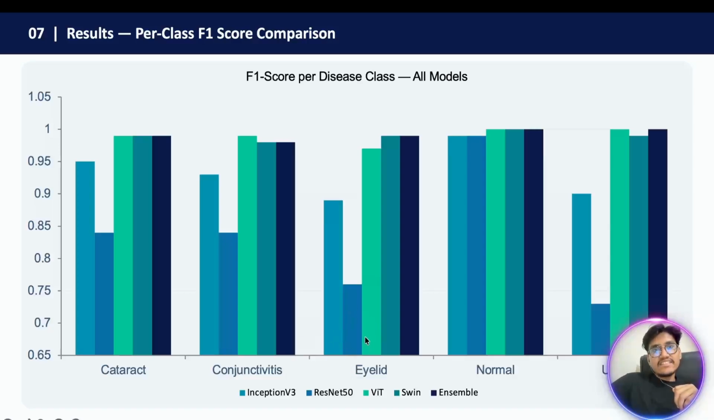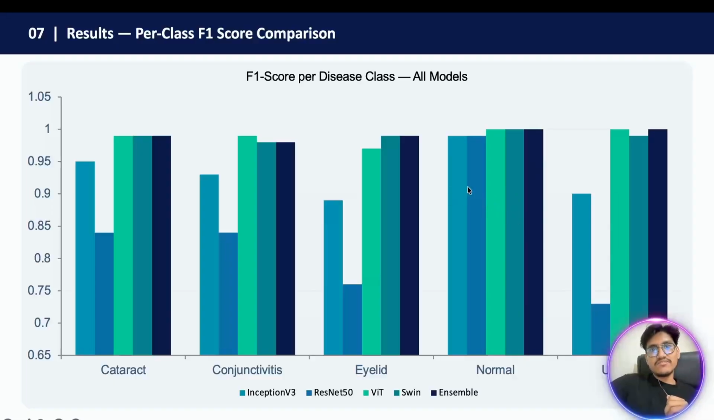And then we have eyelid disorders. This is the hardest class. Inception V3 drops to 0.89, and then ResNet 50 to 0.76. These are the lowest scores in the entire table. ViT manages 0.97. Swin achieves 0.99, and the Ensemble also achieves 0.99. This is the class where the Ensemble's superiority is most clear. By combining the CNN local texture detection with the transformer global attention, the Ensemble correctly identifies eyelid disorders that individual models would have misclassified.